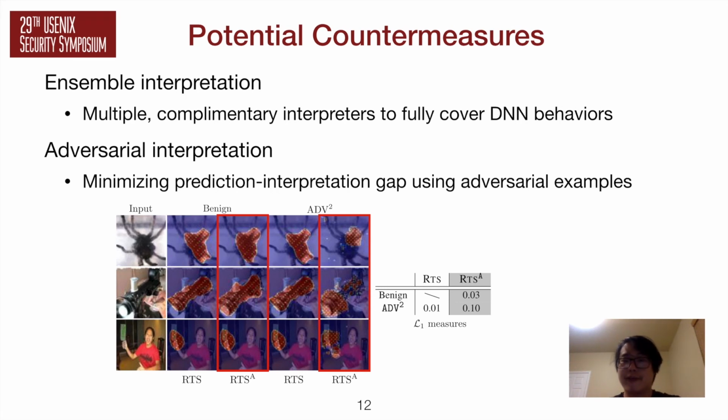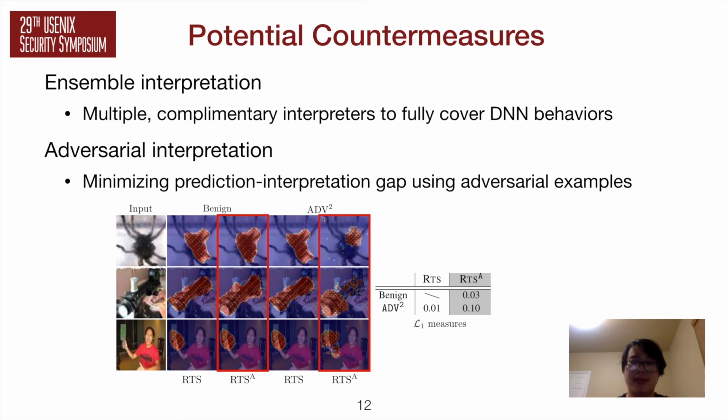Lastly, we discuss the potential of our ADV2 attack. Due to the low transferability of the attacks shown in the last slide, we could use an ensemble of interpreters. In this way, multiple complementary interpreters could fully cover the DNN's behavior. We also propose an adversarial training approach for a model-based interpreter.